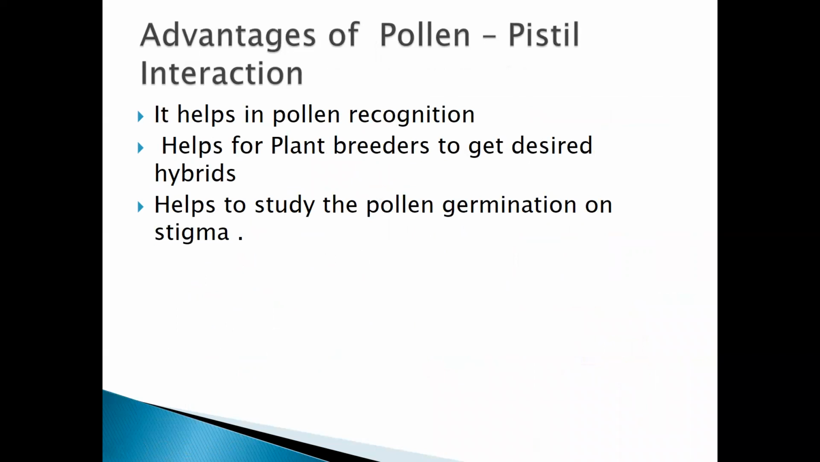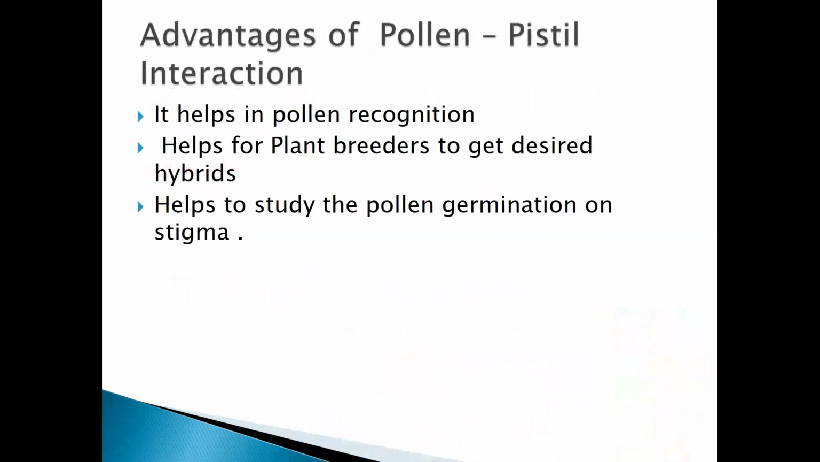The first advantage is pollen recognition. It recognizes the compatible pollen, whether this pollen can grow or germinate or not. The second one is that plant breeders get desired hybrids, meaning their own quality, new varieties of plants, vegetables or fruits. Third, it helps to study pollen germination on the stigma. I just showed you the stigmatic surface where the pollen grain grows and forms a pollen tube.